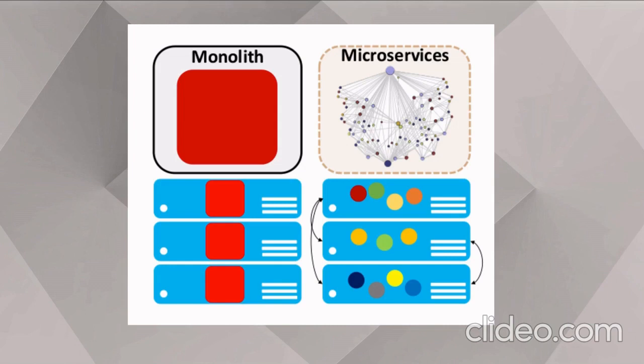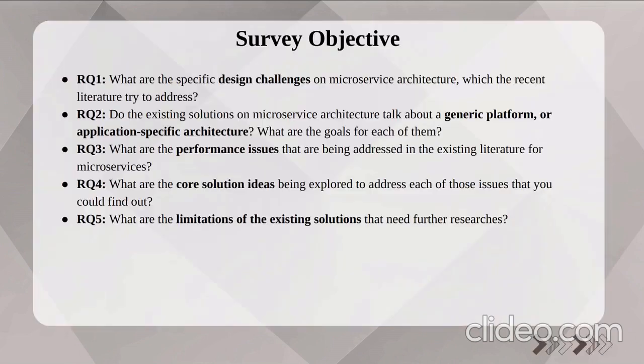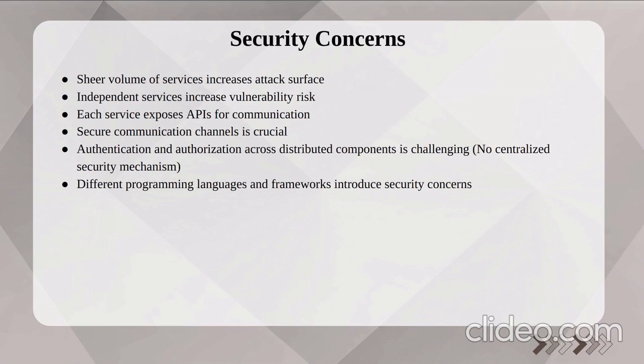A schematic showing the differences between monolithic and microservice architectures. We aim to find the specific design challenges and the performance issues that current microservice architecture experiences, and the solutions suggested in the current literature. We also want to analyze whether these solutions are good enough or whether they have some limitations.